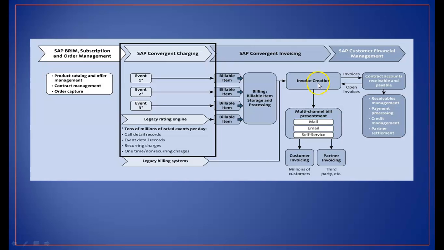Here we have the invoice creation. And under the invoice creation we have the multi-channel bill presentation, mail, email, self-services and all, and customer invoicing and partner invoicing. And then we have the contract accounts receivable and payable. In this we have the receivable management, payment processing, credit management, and partner settlements. SAP Customer Financial Management is what we have. Under this we have all the finance-related stuff.